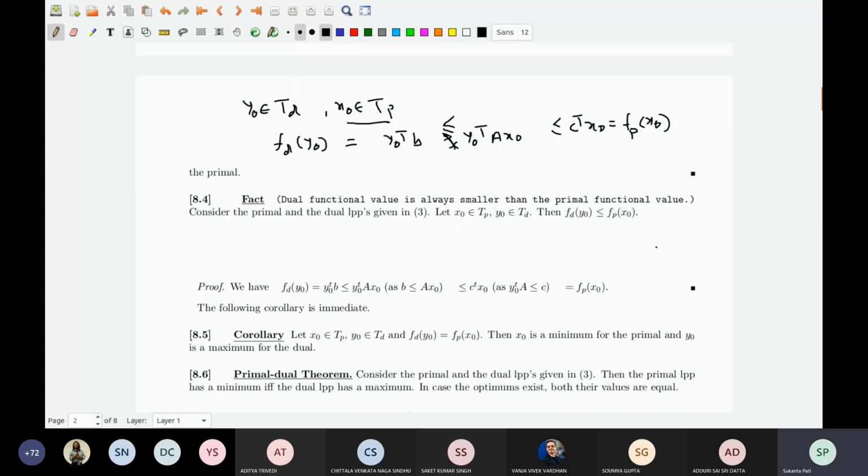Fine. So what does it mean? It means if at some point x naught and some point y naught, they are both equal, then that would mean that y naught is a dual maximum solution and x naught is a primal minimum solution. Why is y naught a dual maximum solution? Now look.